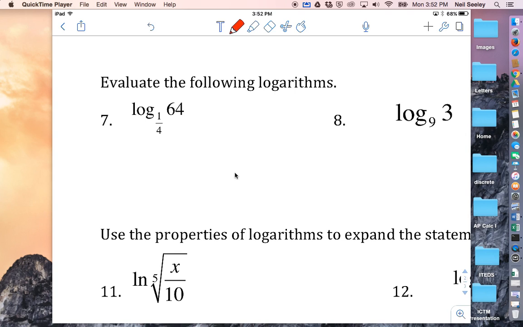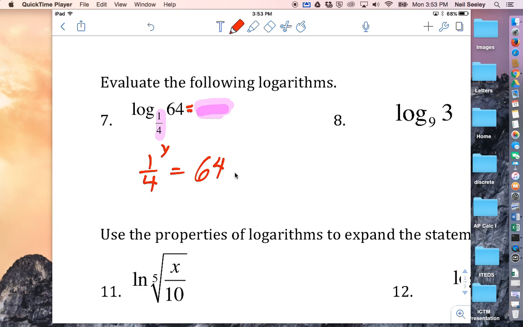The way I prefer to evaluate these logs is I think, 1/4 to what power is 64? When I figure that out, that's going to be the value of this thing. And so here it is, 1/4 to what power is going to be 64? And you may not know. If that's something you don't know, put a y in that spot there. Make 1/4 to what power, give it a variable. I like y, it's easier to work with. Equals 64. I think, oh, I still don't know, I haven't a clue.